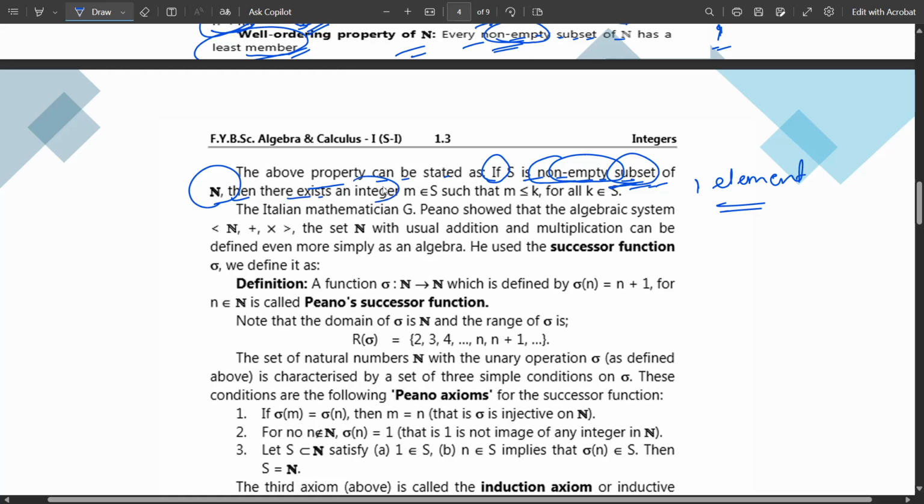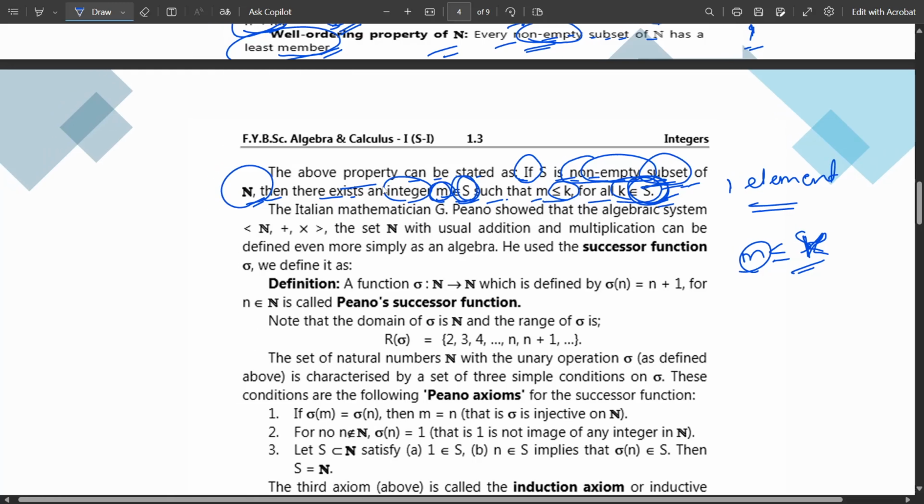Then there exists an integer m which belongs to S, where S is a non-empty subset of natural numbers, such that m is less than or equal to k for all k belonging to S. Means m could be the least of all the numbers, or it could be equal to k, where k will be an element belonging to the subset S of natural numbers.